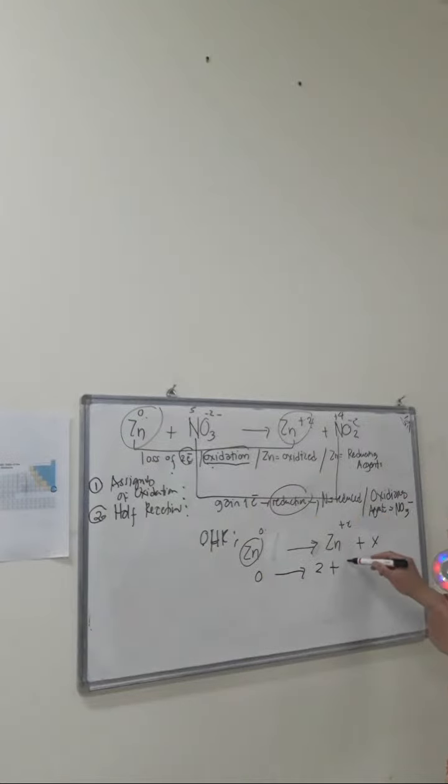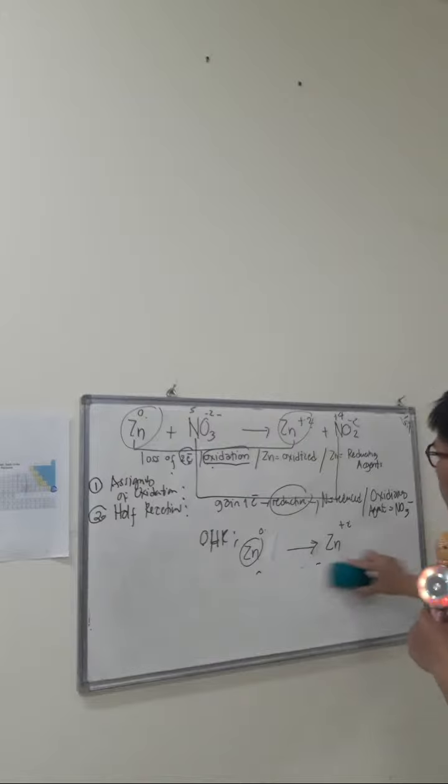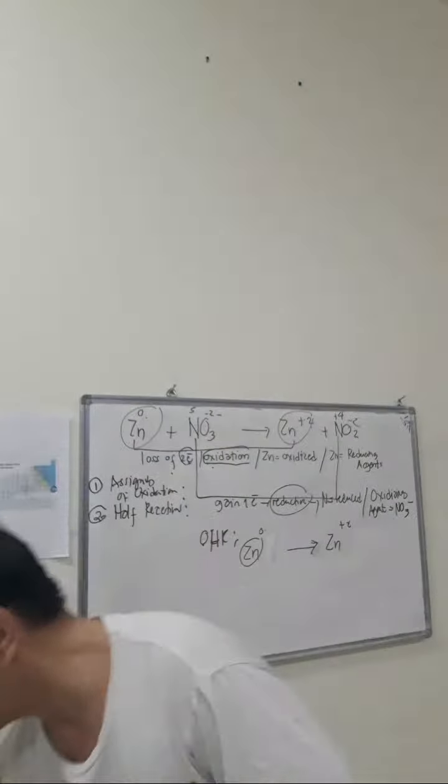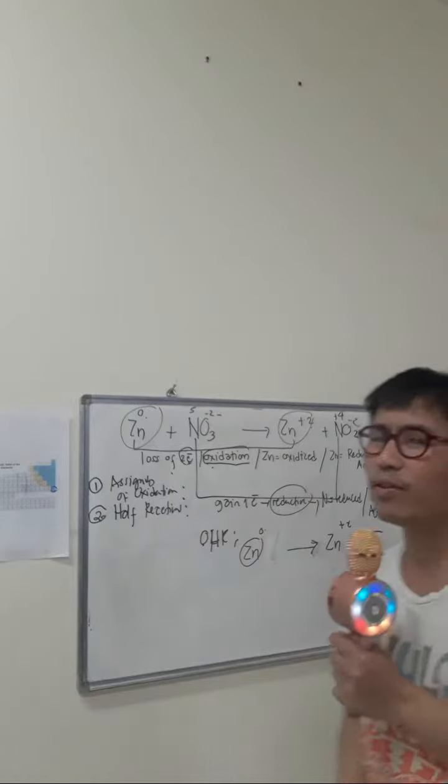So 2+ plus x is equal to negative 2 electrons. We'll put that here. Okay, like that. 2 electrons. Positive 2 electrons. Now also I will give you a technique.